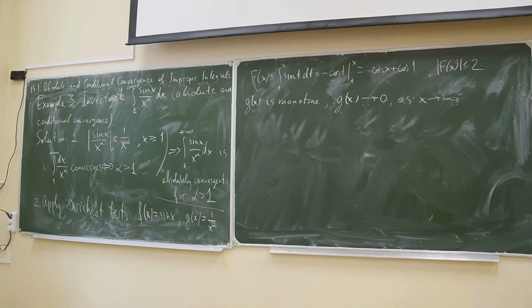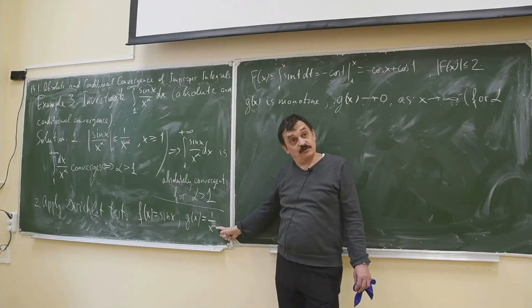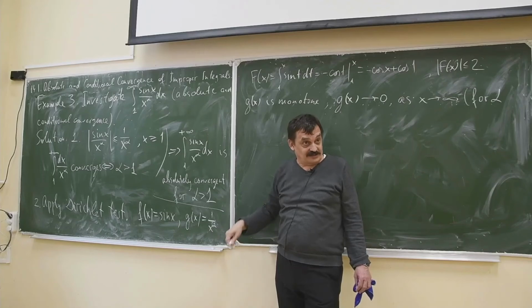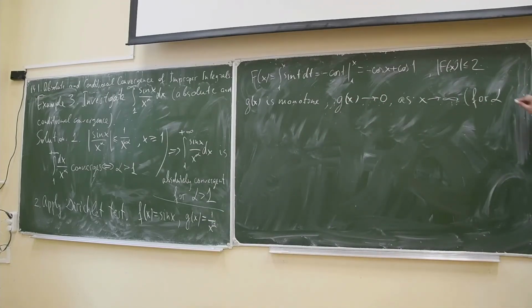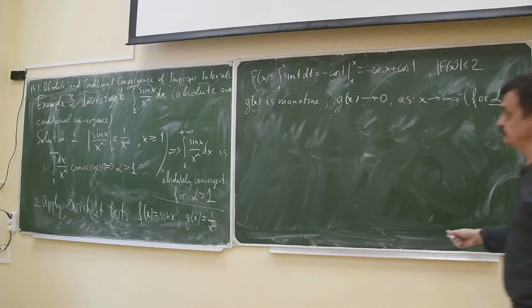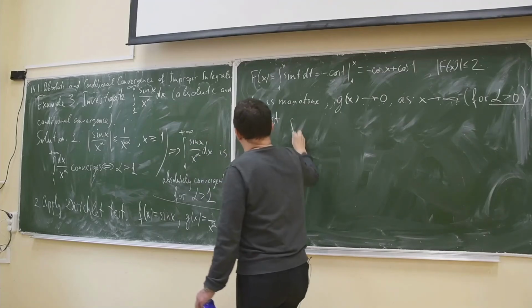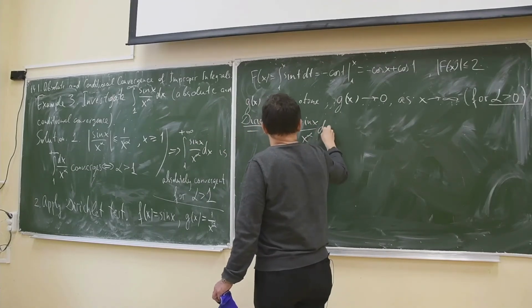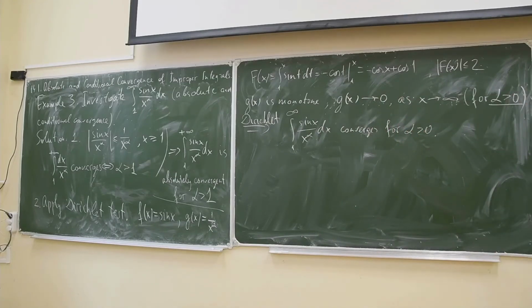When is it satisfied? For which alpha? When 1 over x power alpha tends to 0 as x tends to infinity. The exponent is positive, right? Roughly speaking, if x is in the denominator, then it tends to 0 as x tends to infinity. Otherwise, it doesn't tend to 0. So for alpha greater than 0, right? So it means that the Dirichlet test works for alpha greater than 0. So what do we conclude? Hence, the Dirichlet test says our integral converges for alpha greater than 0. Nothing else.